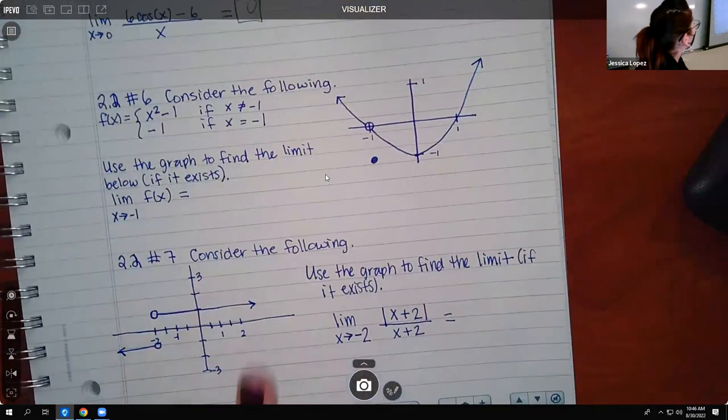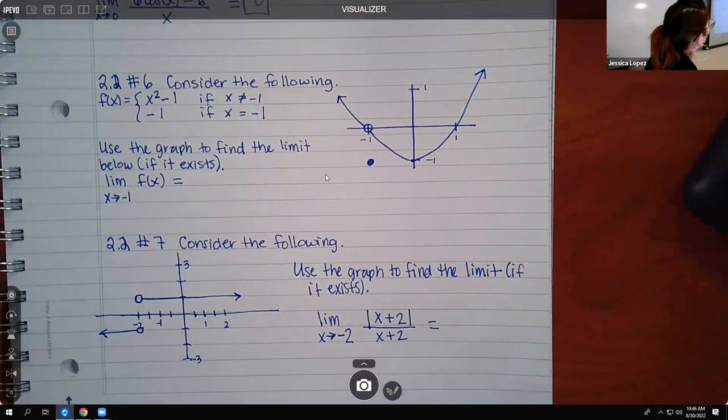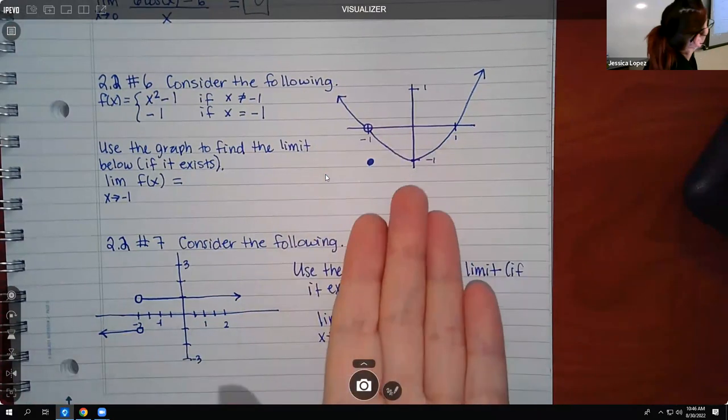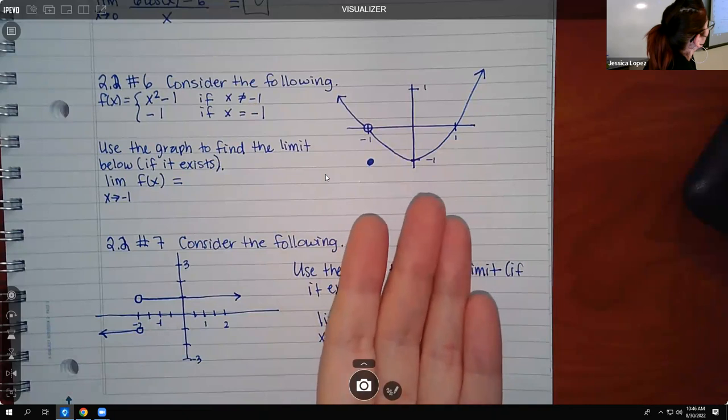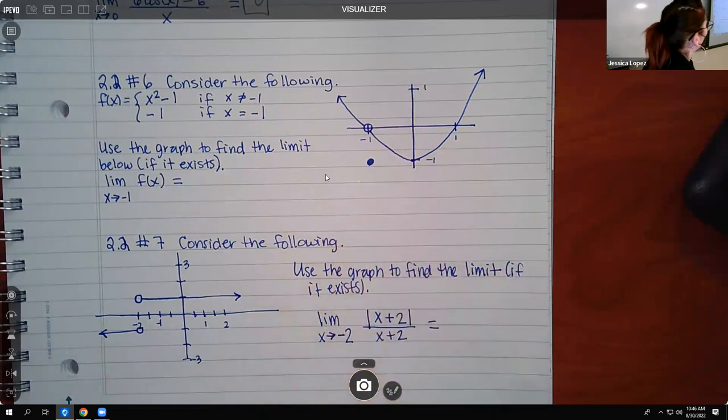Okay, so now the graphing ones are a lot like that one, very, very visual. There's really nothing to write other than the answer because you're just looking and then answering. So they have this function and it's already graphed for you, and it says, find the limit if it exists. The limit here is as x approaches negative 1. So what is the y value as the x approaches negative 1?